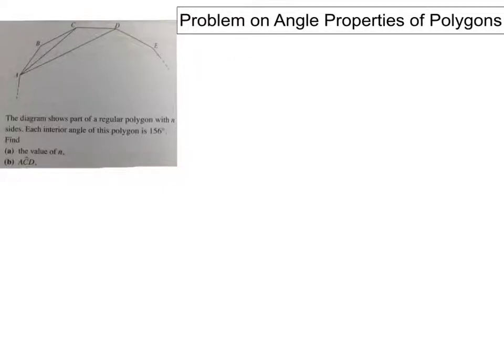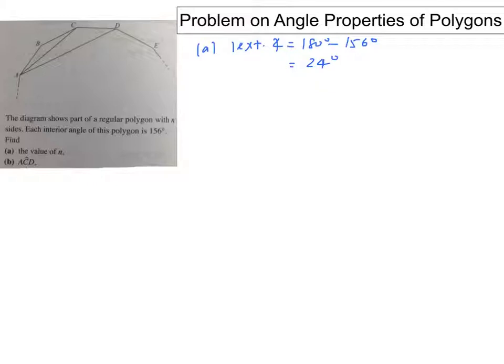In this question, we are told that the interior angle of this polygon is 156 degrees. Now we have to find the value of n. So we have, firstly, one exterior angle in this case will be 180 minus 156 degrees. That will give us 24 degrees.